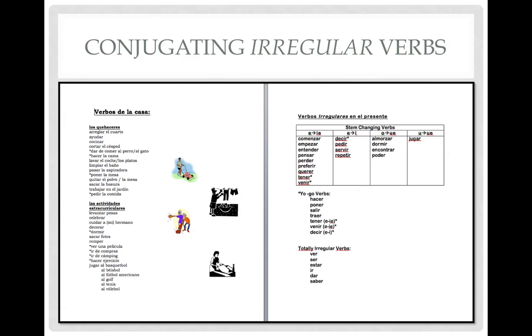When I'm showing you how to conjugate these irregular verbs, I'm going off the list of irregular verbs that you have in your vocabulary list. It's on the back side of your vocabulary. You will see that you have your stem-changing verbs on the top, the yo-go verbs in the middle, and at the bottom, the totally irregular verbs.